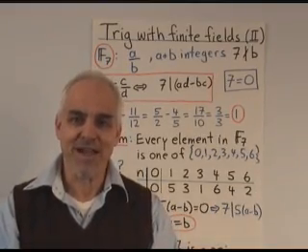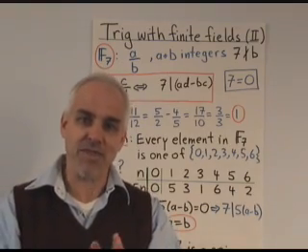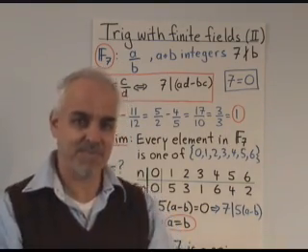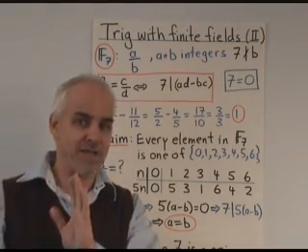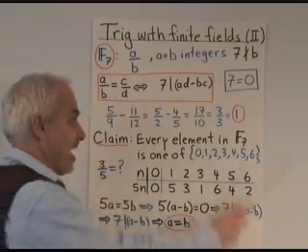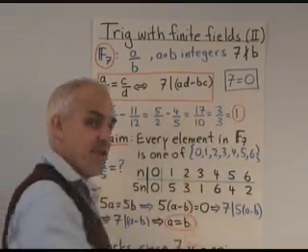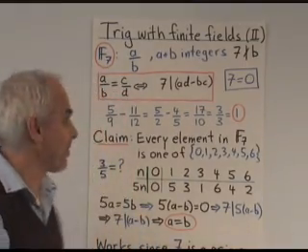I'm Norman Wildberger, and today we're going to carry on with trigonometry over a finite field. We're going to illustrate things with F7. The main thing that you need to know is that F7 is a lot like the rational numbers with one major difference. In F7, 7 equals 0. That's basically the only rule.